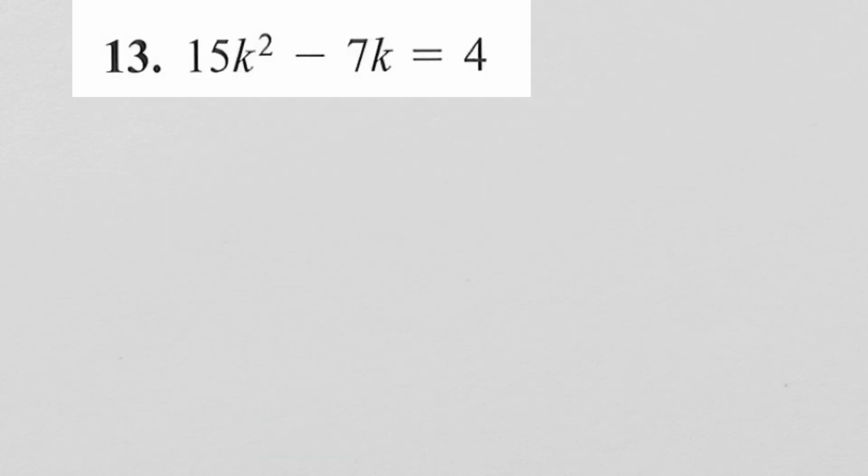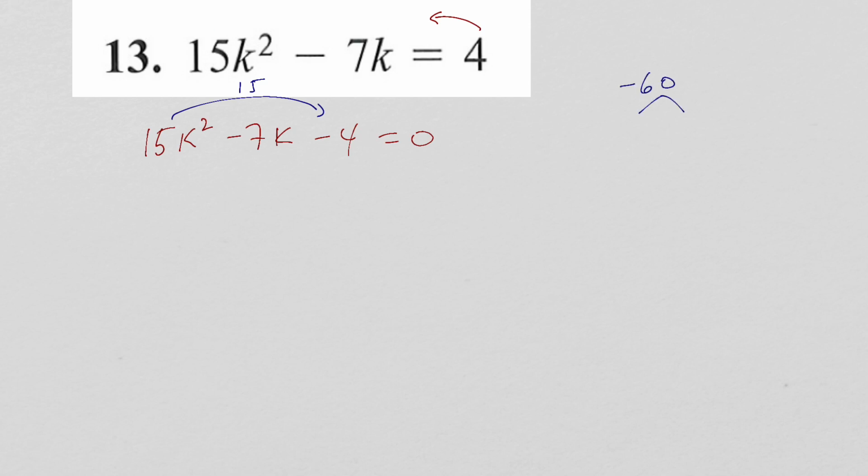Okay, we're going to set this equal to 0 by moving this over. So we'll have 15k squared minus 7k, oops, what did I just do? Minus 4 equals 0. If you use slide, divide, slide, you slide over the 15 and you're going to get negative 60. Factors of negative 60 that add up to negative 7 are negative 12 and positive 5. And you can just run down all the factor pairs till you arrive at that. But now we've got k minus 12, k plus 5. And remember, you got to divide by what you slid over.